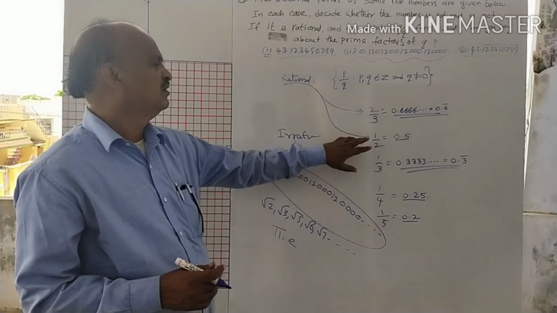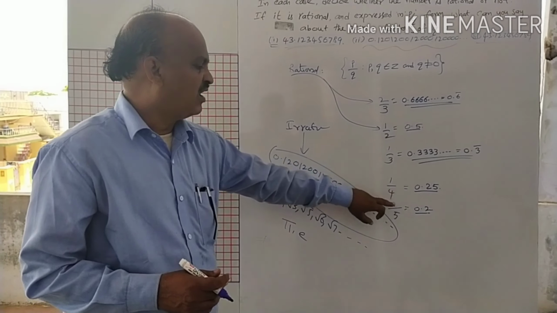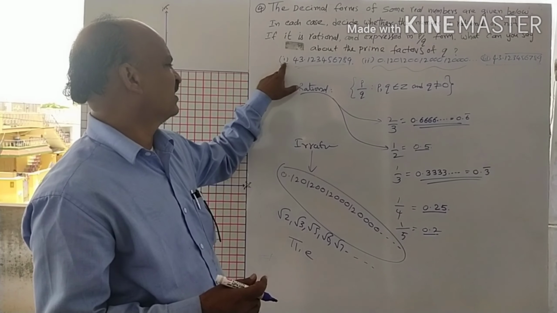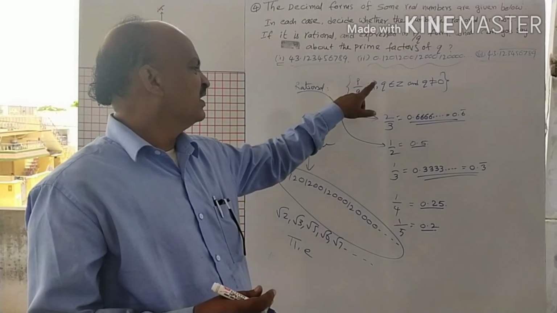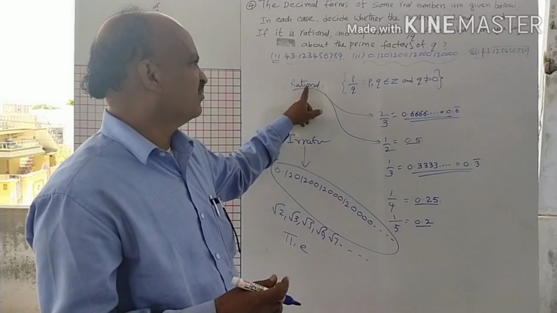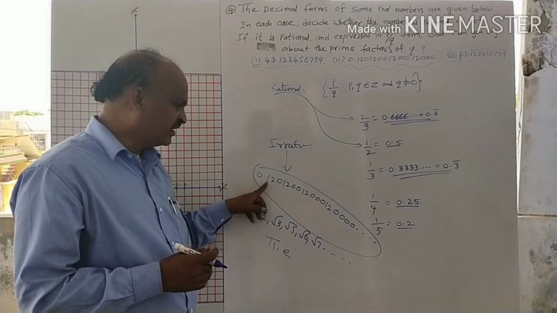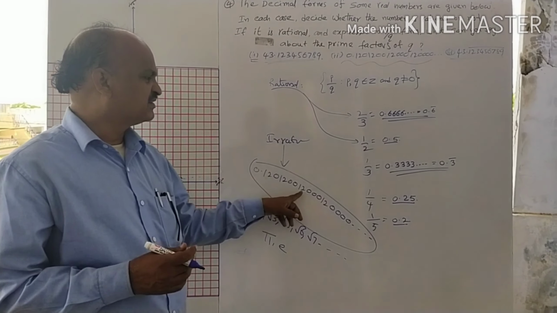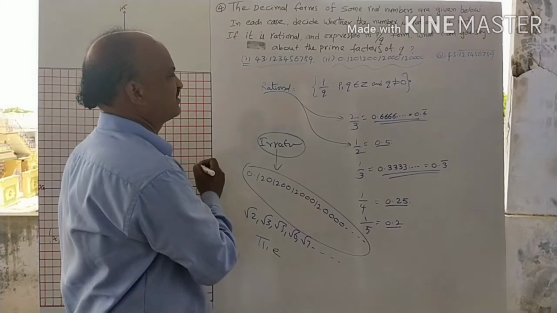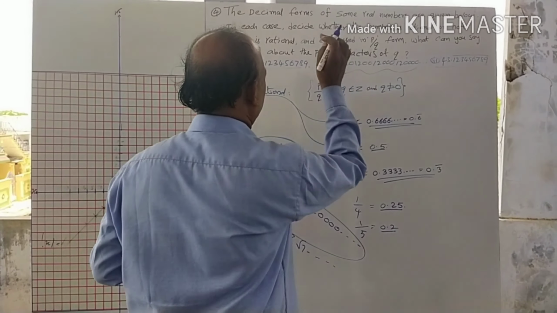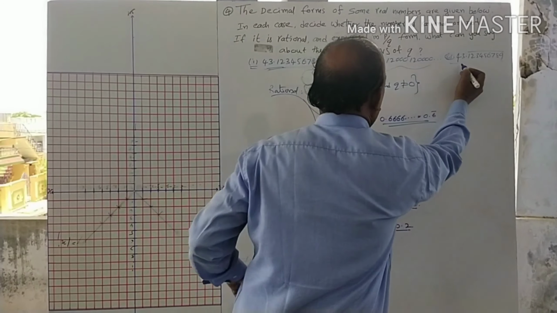Totally, terminating decimals are rational numbers, like the first one. Recurring decimals are rational numbers, like the third one. Non-terminating, non-recurring decimals are called irrational numbers. So the second is an irrational number. The first one is a rational number.